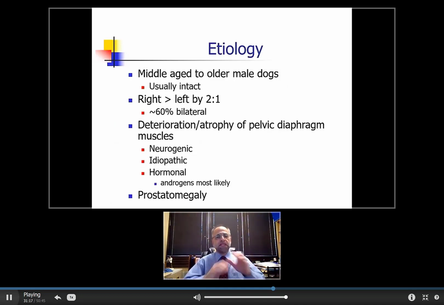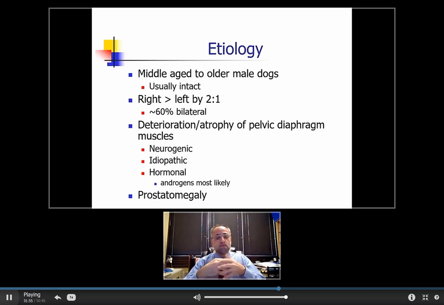As far as the etiology, it's usually middle-aged to older male dogs, certainly much more common in male dogs, and it's typically in intact male dogs. And so it leads us to believe that there may be either an endocrine component or something secondary to prostatic enlargement or prostatitis that may occur in these patients that result in straining and the hernia forming. It's very unusual to see an isolated left-sided hernia. If we're seeing a unilateral hernia, it is almost exclusively on the right side, and nobody knows why that is.